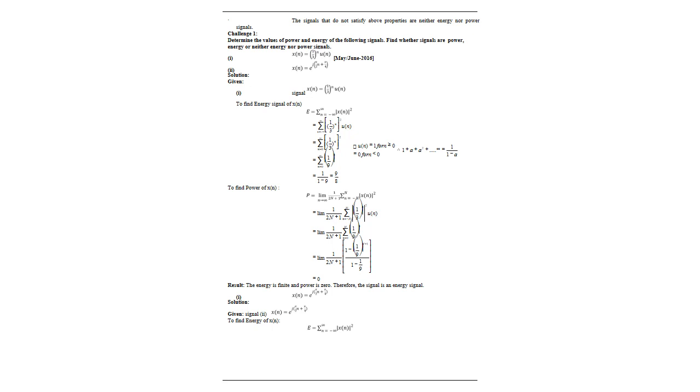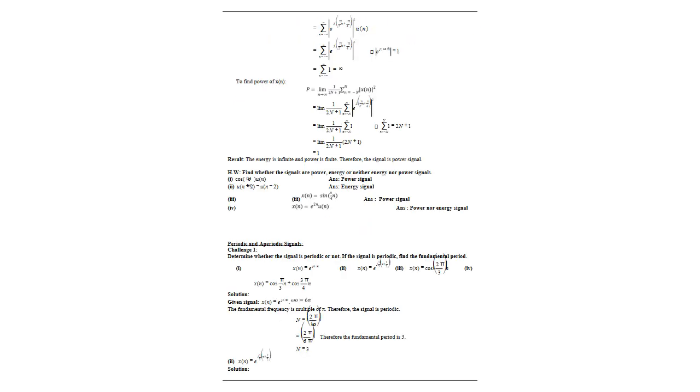So the next question is x of n is equal to e^(j(πn/2 + π/4)). Here we substitute this to find the energy. E is equal to summation n equal to minus infinity to infinity of modulus x of n square. So summation of e^(j(πn/2 + π/4)) the whole square into u(n). So the modulus of e^(jω) will be 1, so the whole term will be 1. So that is infinity.